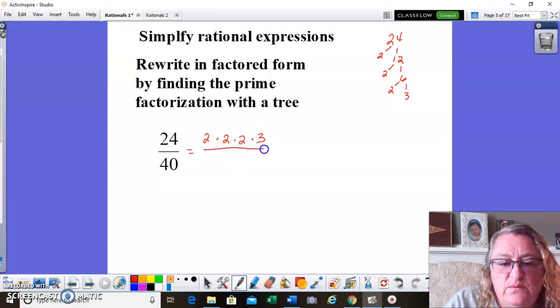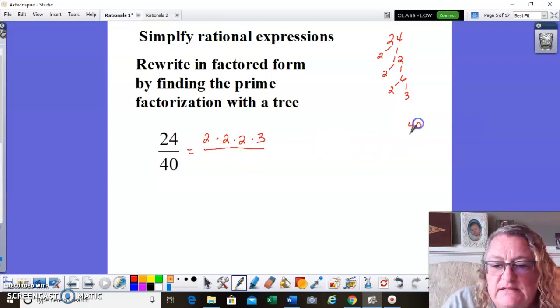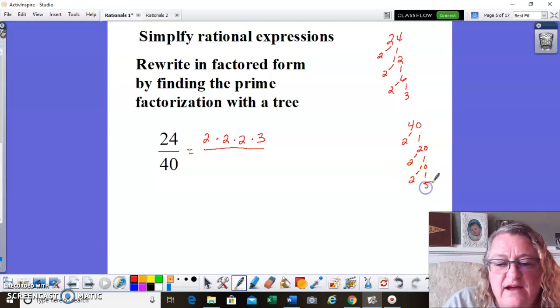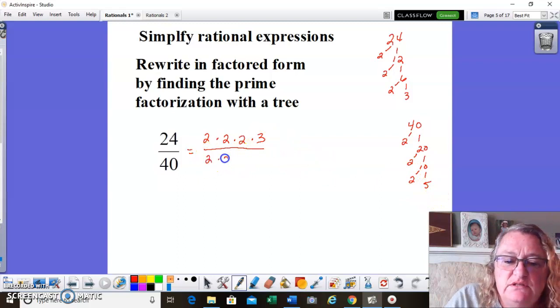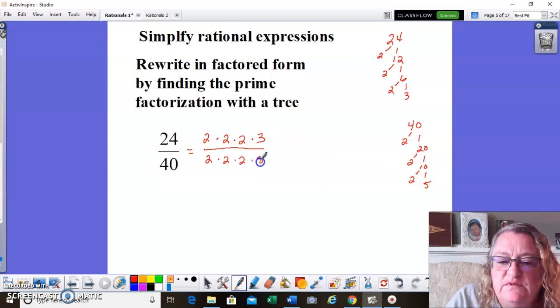We're going to do the same thing with 40. So 40 is divisible by 2, which gives us 20, which is also divisible by 2, and we have 10, which we can divide by 2, and we get 5. And again, we're now all down to prime factors, so we have 2 times 2 times 2 times 5.